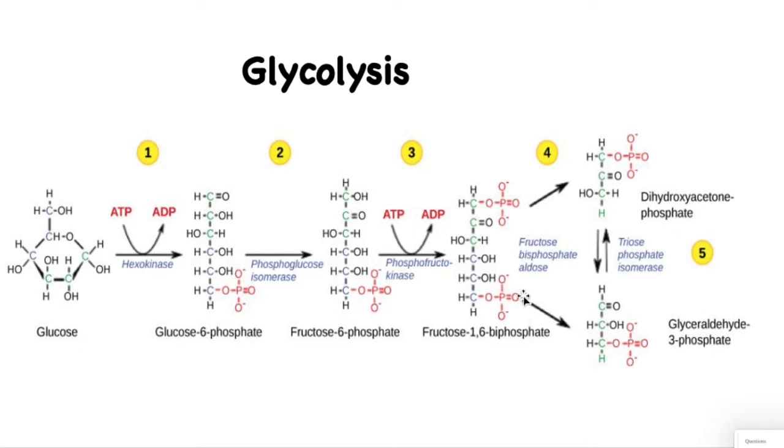All right. Now, fructose 1,6-bisphosphate gets cleaved by aldolase. Here it says fructose bisphosphate aldolase. Aldolase is usually the only name you'll hear. And it generates dihydroxyacetone phosphate and glyceraldehyde 3-phosphate.